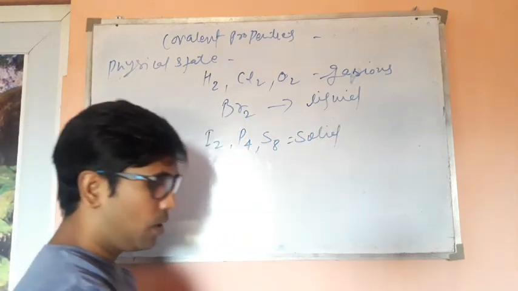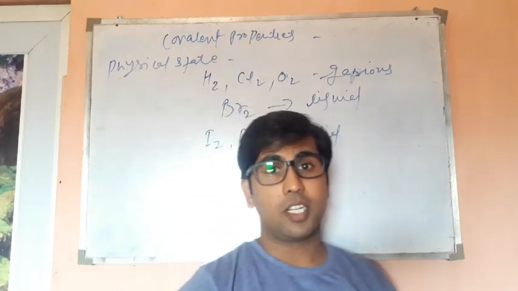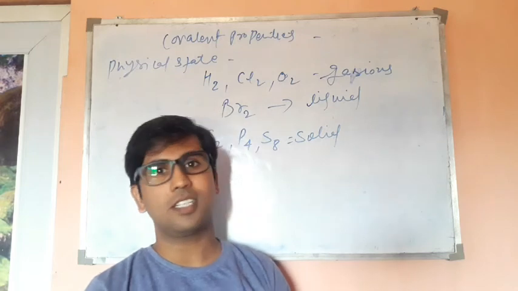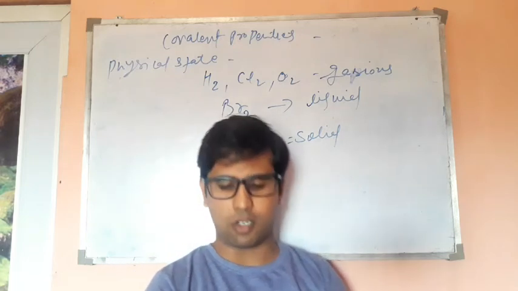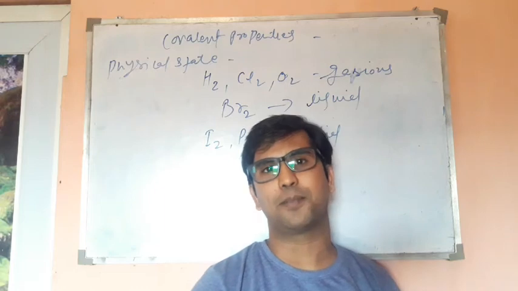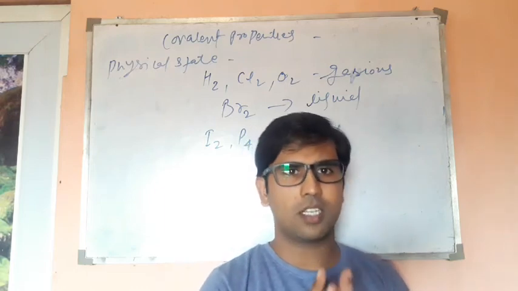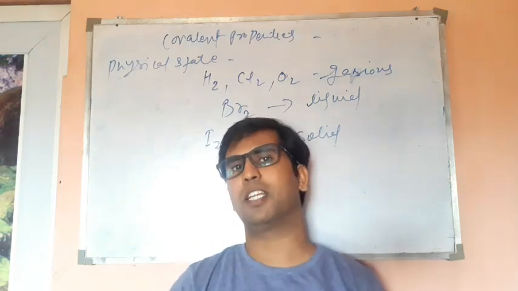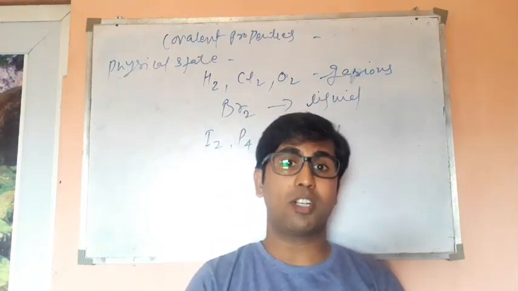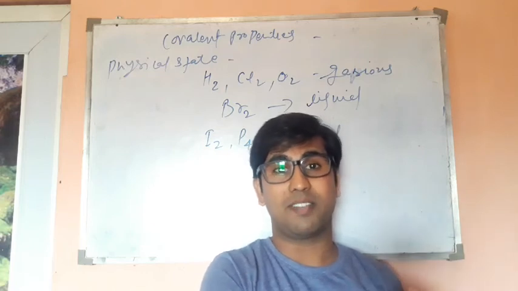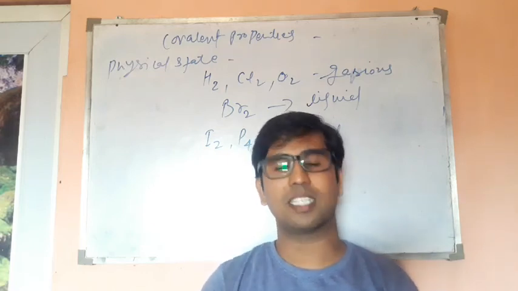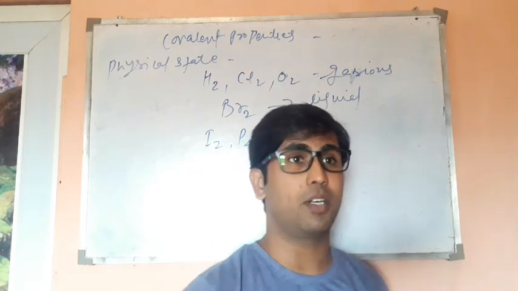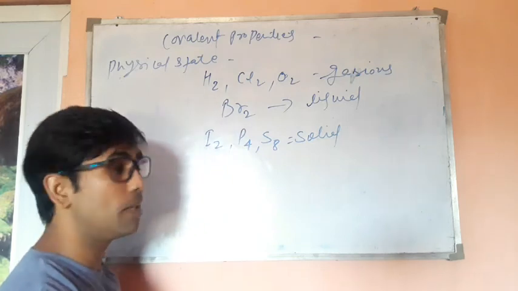So in covalent bonds there are varieties. You can find covalent bonds in all three states of matter: solid, liquid, and gaseous, but mostly covalent bonds exist in the gaseous state. So that is what happens when an atom shares its electron with another atom. It decides what type of physical state they acquire, whether solid, liquid or gaseous. Now the second property of covalent bonds is melting and boiling point.